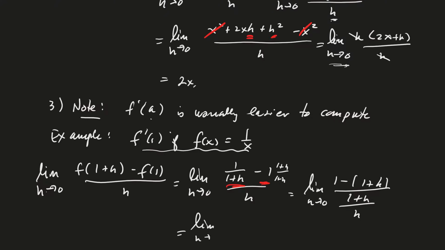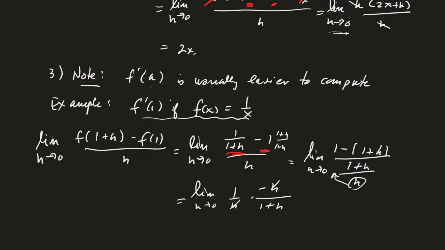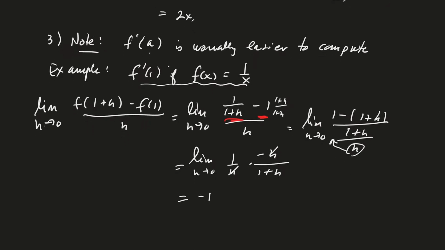I guess we still have a little bit of algebra to do, huh? Minus h. I'm going to go ahead and take this and put it out in front as a 1 over h. And then I've got the 1 plus h here. And then I've got minus h in the top. Good. And now I can cancel out my h's. And if I plug in h equals 0, I get negative 1. Good.